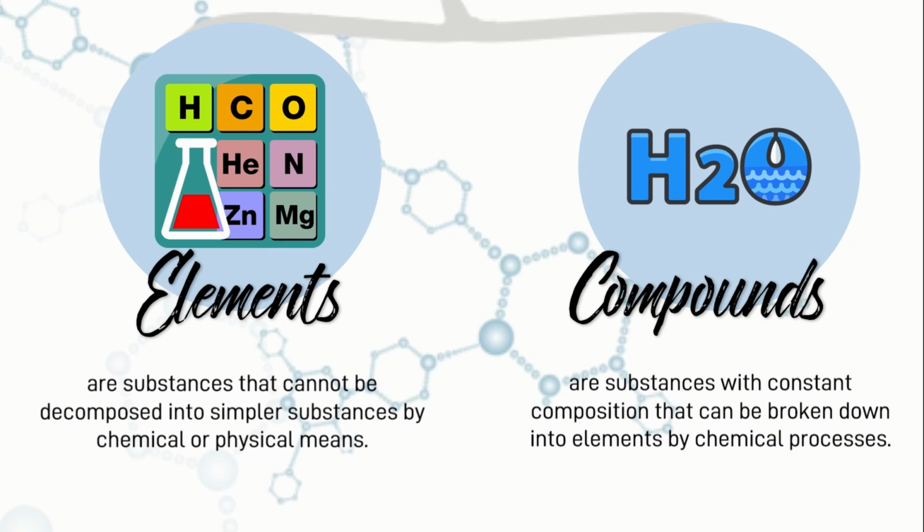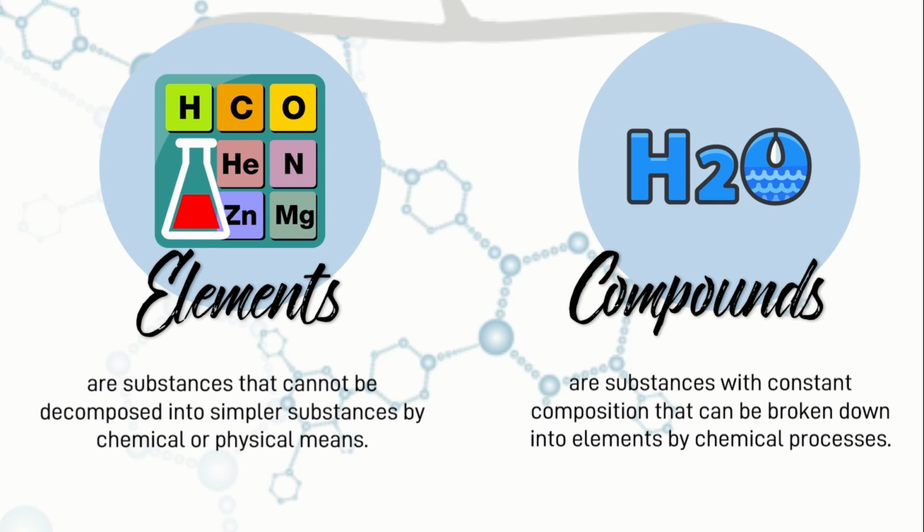Meanwhile, compounds are substances with constant composition that can be broken down into elements by chemical processes. Let's take 100% ethanol as an example. It is considered as a compound. Ethanol is made up of the elements hydrogen, carbon, and oxygen. And when it undergoes a chemical process, it can be broken down into its elemental forms.